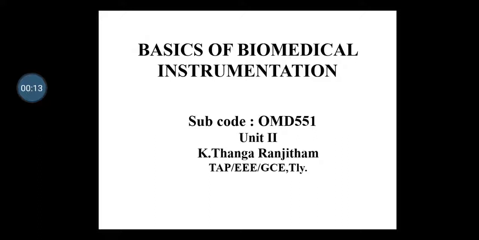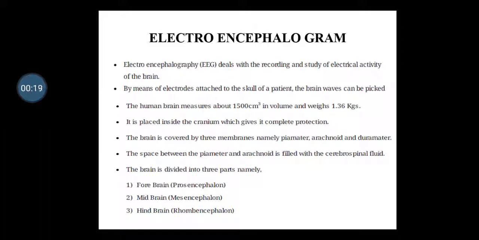Today we are going to see about the second unit, second topic, that is how EEG will be taken. EEG is the electroencephalogram. Electroencephalography deals with the recording and study of electrical activity of the brain. By means of electrodes attached to the skull of the patient, the brain waves can be picked.